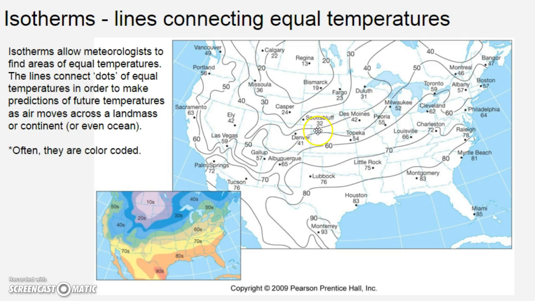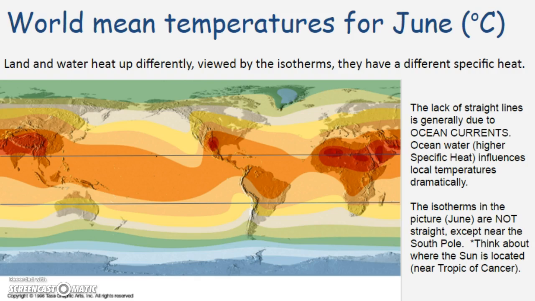But these lines are just connecting lines of equal temperature. And here are your numbers. Here's your scale here: 20, 30, 40, 50. You've got larger numbers down here. Here's 80, etc. So, connecting lines of equal temperatures. So here's a world map of mean temperatures for June.